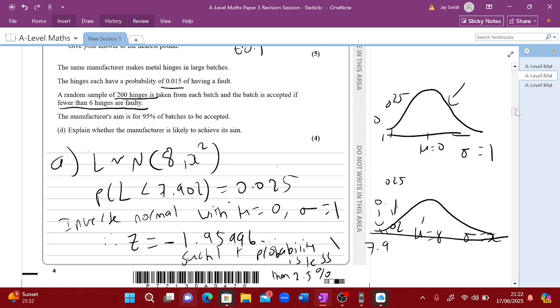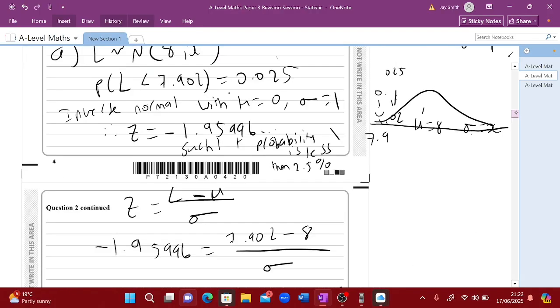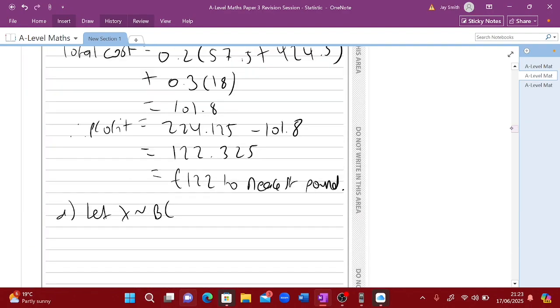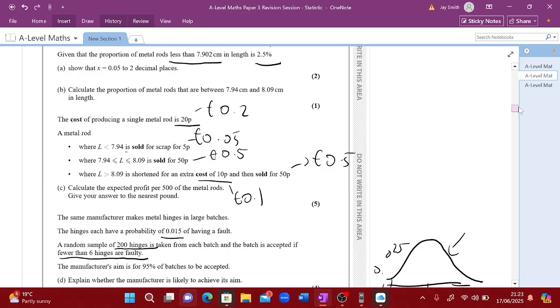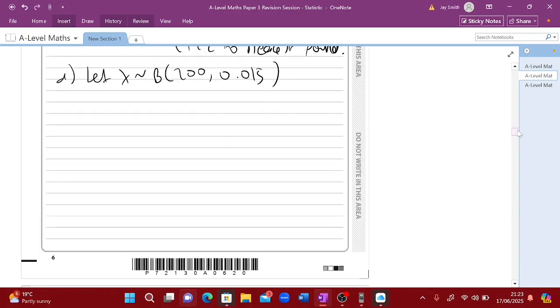I think we can compute some probabilities with that, and actually this is now going to be binomial. So we're going back to binomial because now we have a discrete, an integer amount of things, right? Trials. So the hinges are our trials, right? How many things we have. So then I'm going to say let X be B(n, p). So we have 200 hinges, and the probability is 0.015. And that's the probability of having a fault. So X would be the number of hinges that are faulty, if we define it.